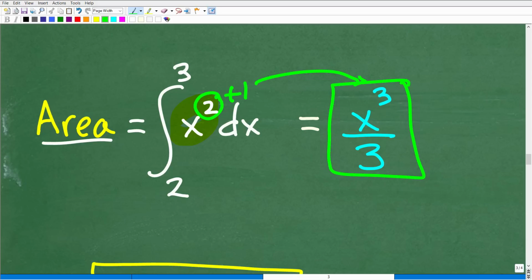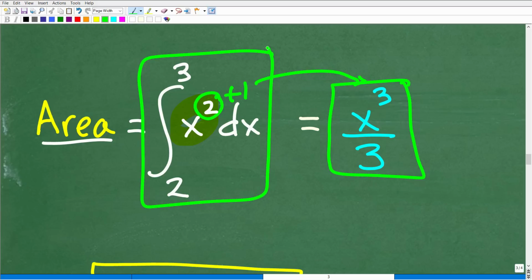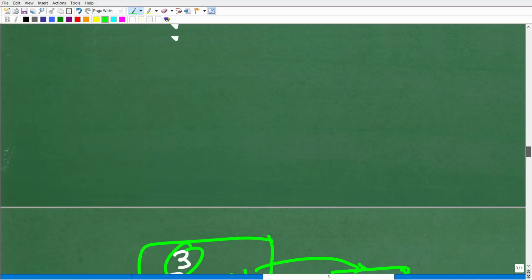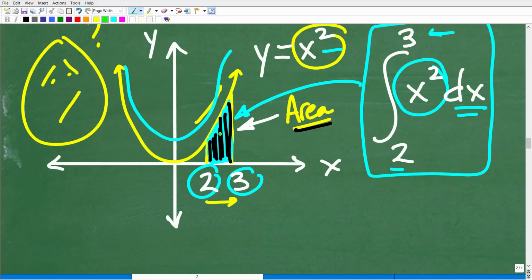All right, so we're taking this calculus integral, and now with this little x cubed over 3, we can actually compute and calculate the precise area of this shape that runs between 2 and 3. Remember, that's what we're trying to do right here. We're going to find the area underneath this curve between 2 and 3.